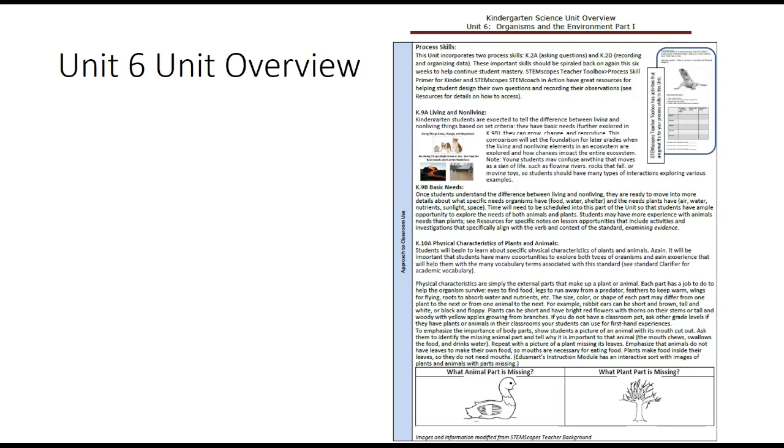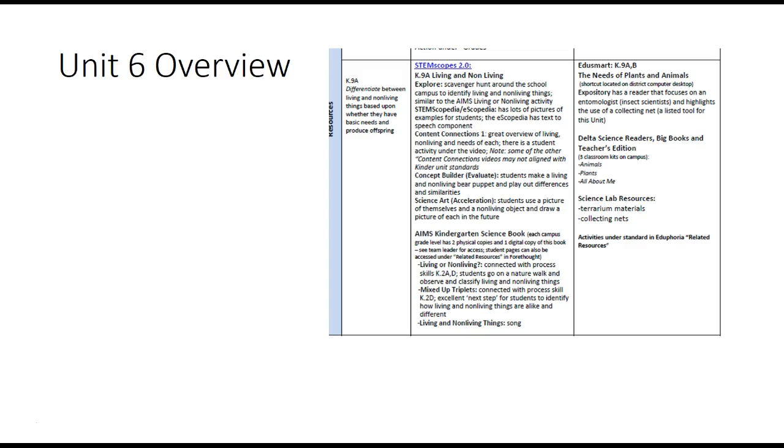On the second page, there's always going to be a little section about the process skills, and you'll notice I've mentioned the teacher toolbox there again and tell you how to get to that, as well as start to break down exactly the framing for the standards. So where should we be going with living and non-living? What should we be including about basic needs, physical characteristics, and so forth. And then I've also got a couple of screenshots of some places I think you'll want to visit either in STEM scopes or aims.